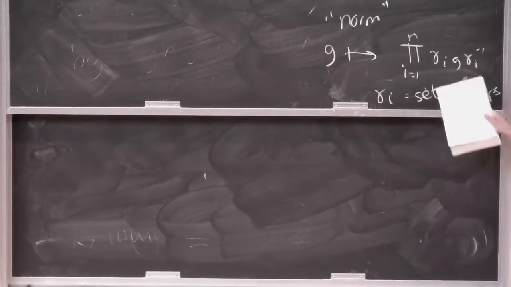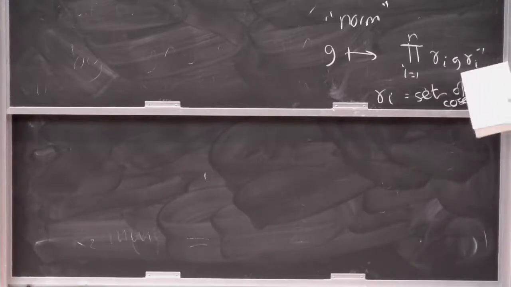And you never do products like this in group theory because you have to say what order we're doing everything in and so on. But in abelianization, it works.